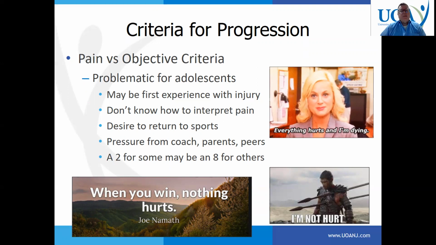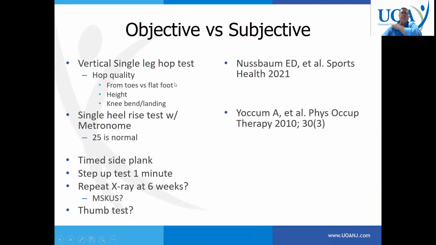And it's also important to consider that a 2 on the pain scale for some may be an 8 for others. And that with most athletes, when you win, nothing really hurts. So as their teams are doing well, they want to be out there with them as well. So I think using pain as the criteria for progression is problematic in the adolescent population. I want to suggest that we use objective criteria, and some criteria I'm going to recommend is a vertical single leg hop test, which we kind of wrote up a little bit in Sports Health in 2021.